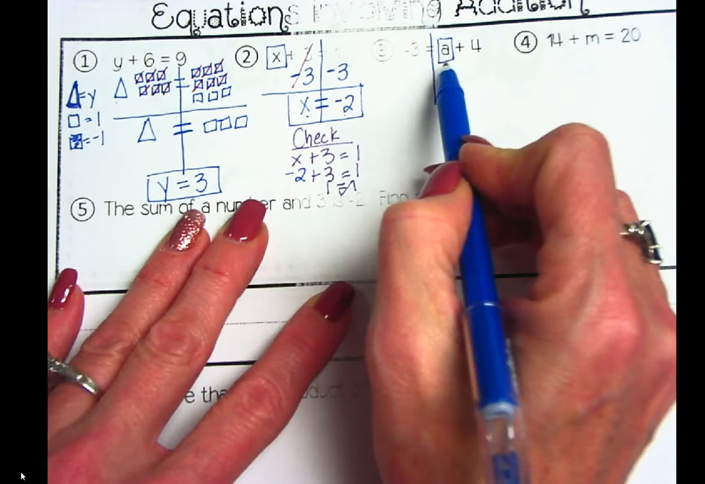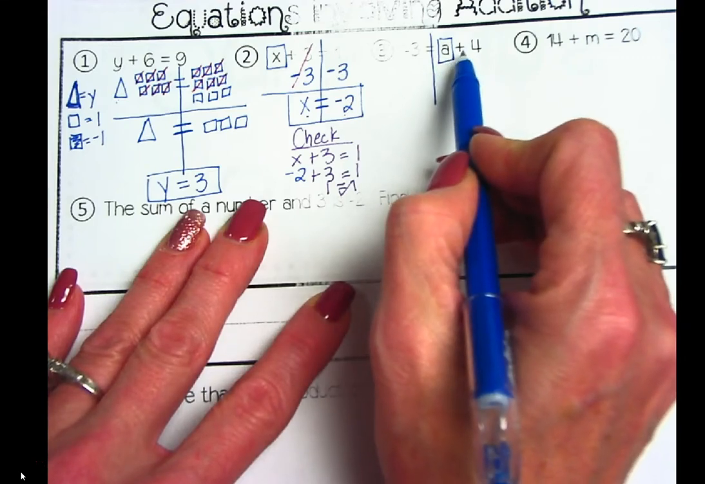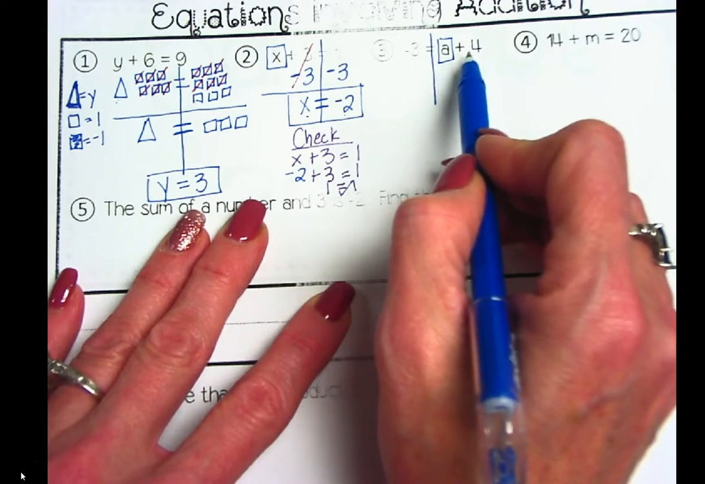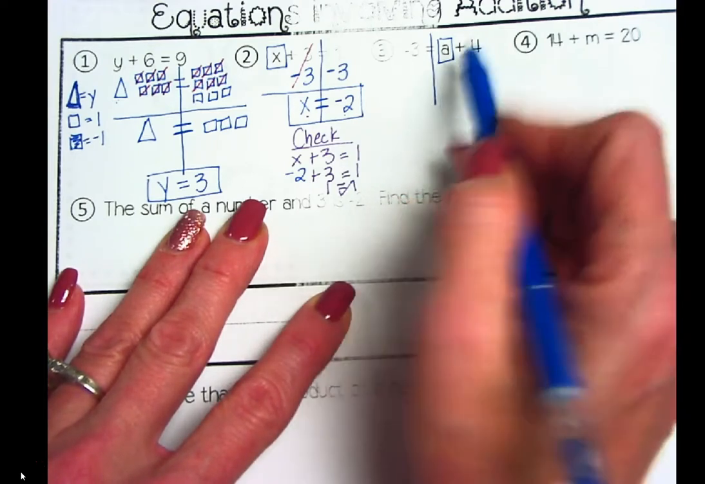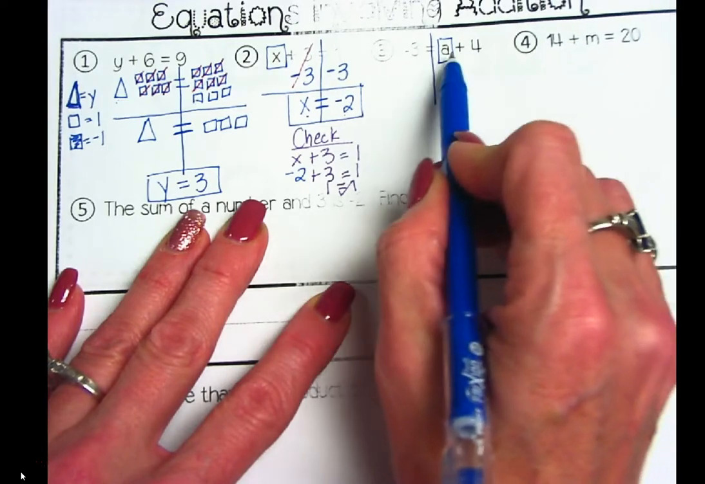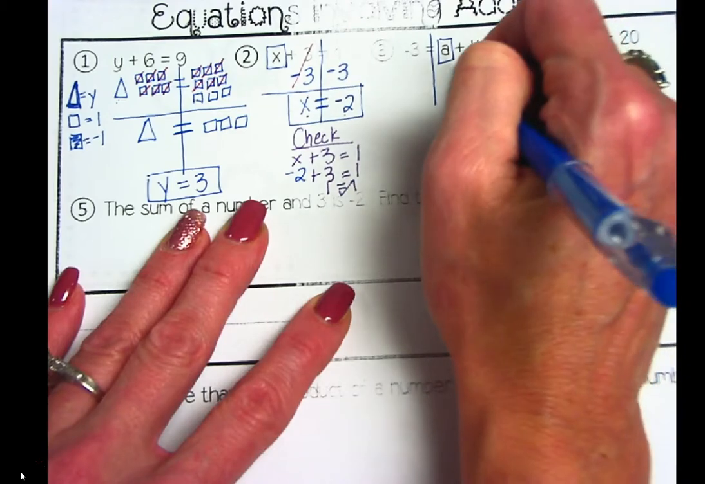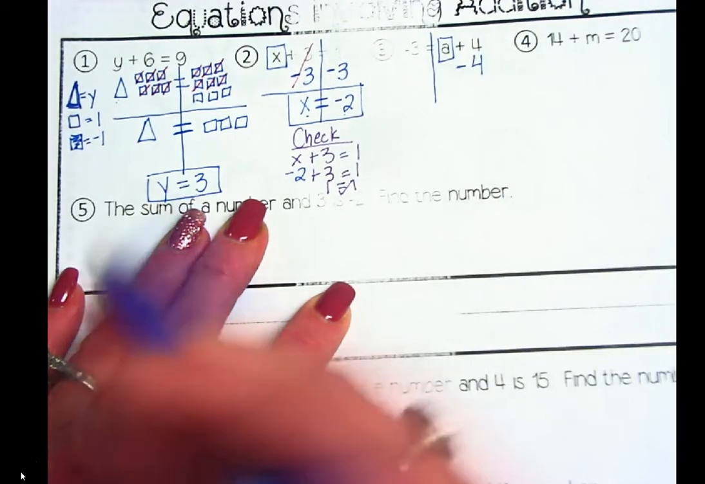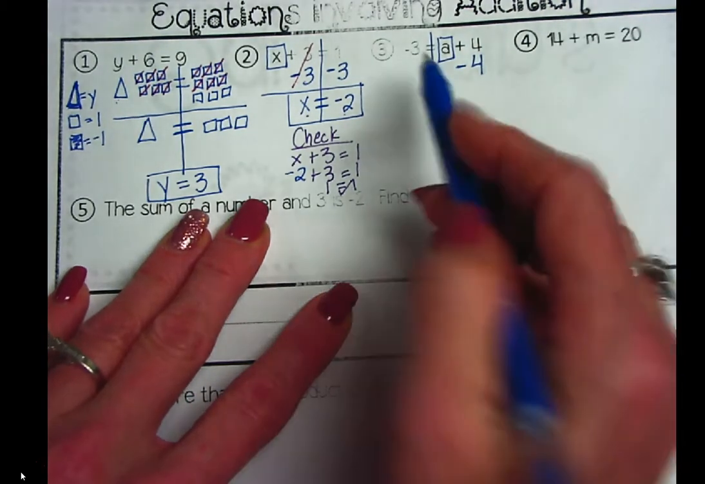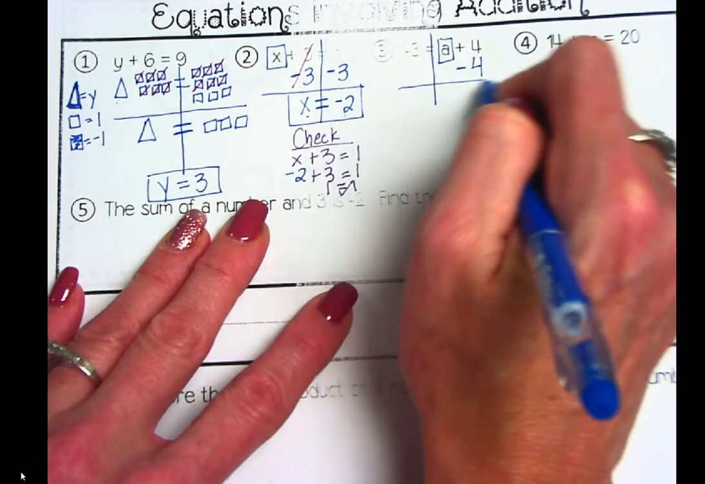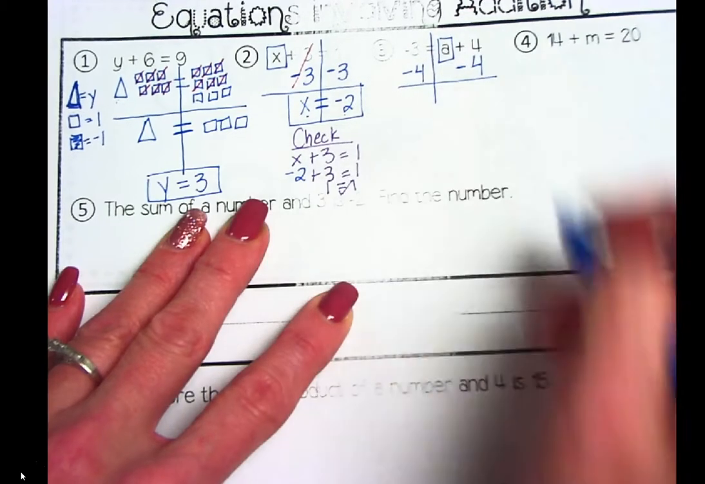So to get a by itself, what do I need to get rid of? The plus what? Plus 4. So how do I get rid of adding 4? What's the opposite of adding 4? Subtracting 4. So I'm going to subtract 4 from this side. But when I solve equations, I need to keep them balanced. Right now it's unbalanced. Whatever I do to one side, I need to do the same to the other.